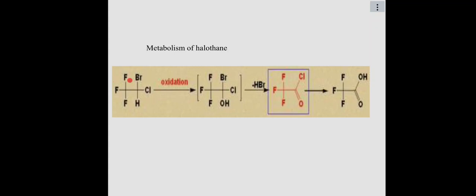So if you have a metabolism of halothane, you can see this hydrogen allows for oxidative hydroxylation there, or for oxidation. And once there is that oxidation, the compound, as you can see, has these square brackets. Square brackets mean it is very unstable, and it very readily loses hydrogen bromide. To lose hydrogen bromide means it will lose the hydrogen and the bromine.